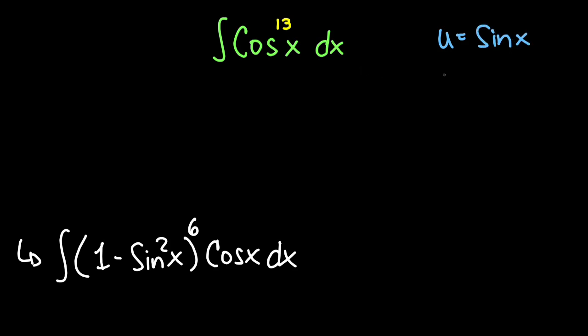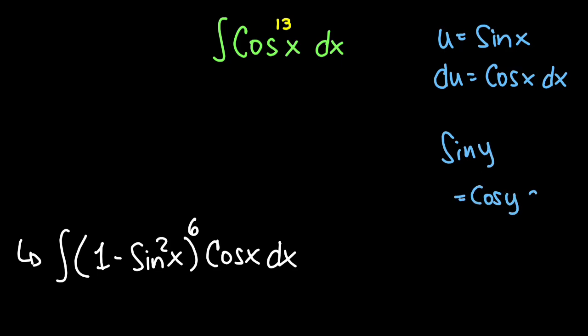In this case, let u here be sine of x. And du right here would be the derivative of sine of x, which would be equal to cosine of x, and multiply this by dx since it is with respect to x. When you are dealing with something like sine of y, it would be equal to cosine of y dy.